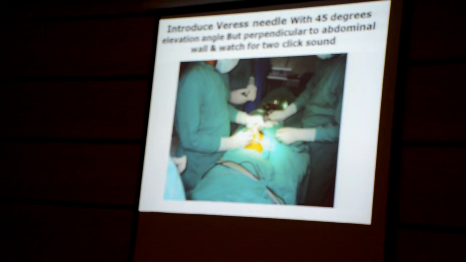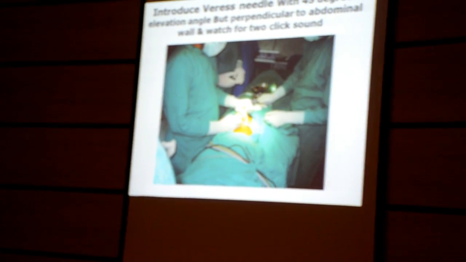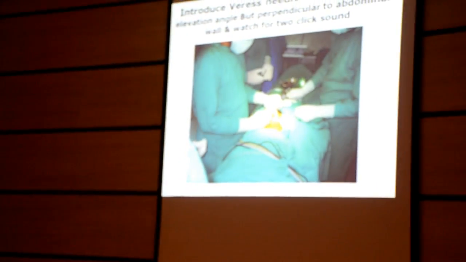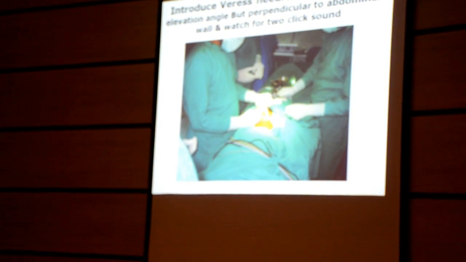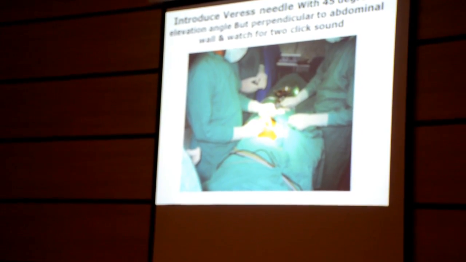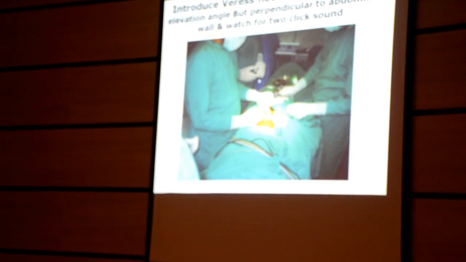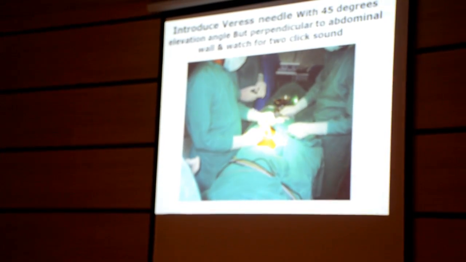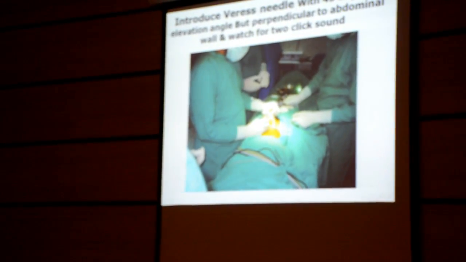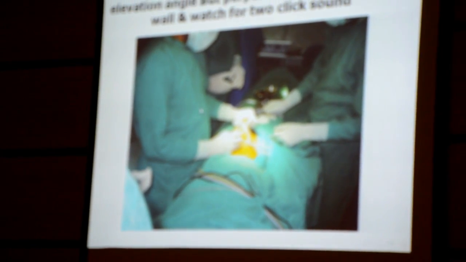This is a picture of how to elevate the abdominal skin and put the Veress needle in at about a 45 degree angle to the abdominal wall. You should hear two click sounds in the midline. The first click is the sound of the abdominal sheath.